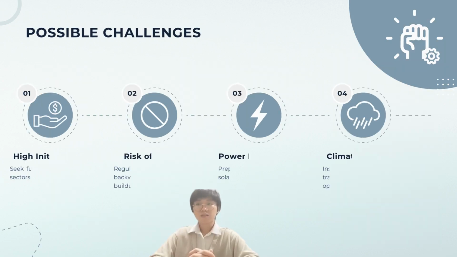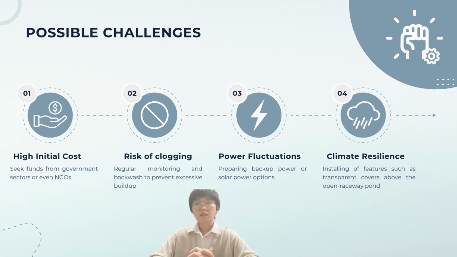There are several challenges that our project may face. Firstly, the high initial cost, where we need to seek funds from the government or NGO sectors. After that is the risk of clogging, where we need to do regular monitoring and also backwashing to prevent excessive build-up. Not to mention, we may also have challenges in terms of power fluctuations, where we need to prepare backup power for our plants. Last but not least, we may also face challenges in terms of climate resilience, where, for example, we need to install features such as transparent covers above the open raceway ponds.